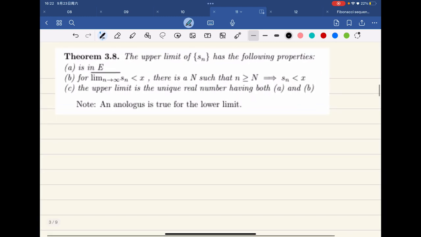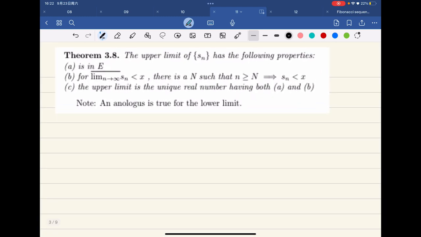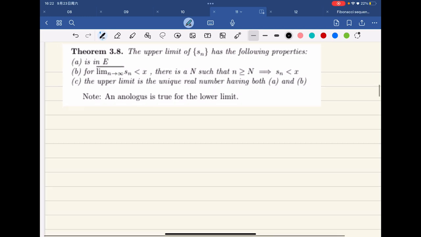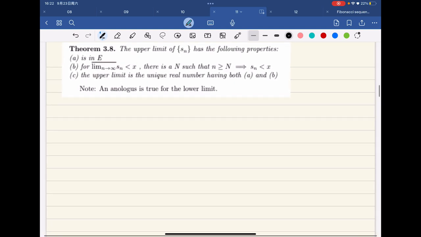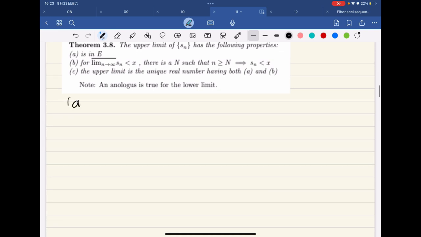Alright, so we have a theorem for this. We're going to use this theorem to develop our root test and ratio test, and then there are further applications. But we should start from here, right? The properties of the upper limit. Well, we know that the limsup is in E, which means that there's some subsequence converging to it. So part A says that the limsup s* is in E. All right, then we'll discuss case by case.